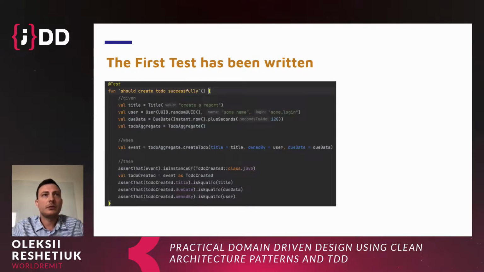Okay. So we finished the test. By the way, we divide it into the sections given, when, then. In the given section, we create our input parameters. In the when section, we call the aggregate methods passing input parameters. And in then, we check that the output event has type to do created, and we are checking the rest of the fields here as well.